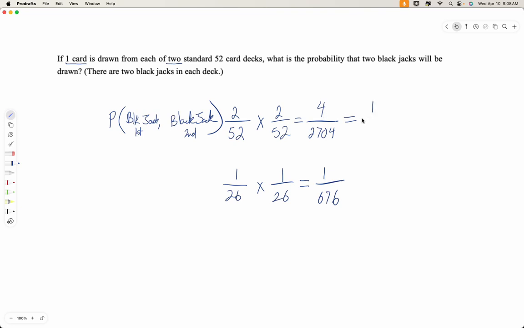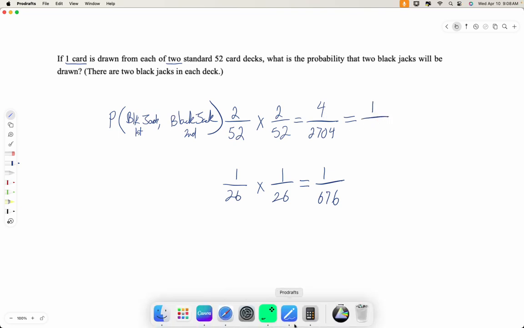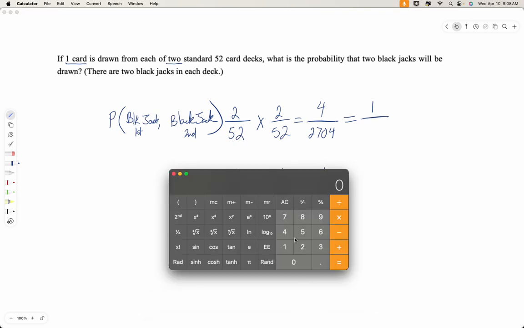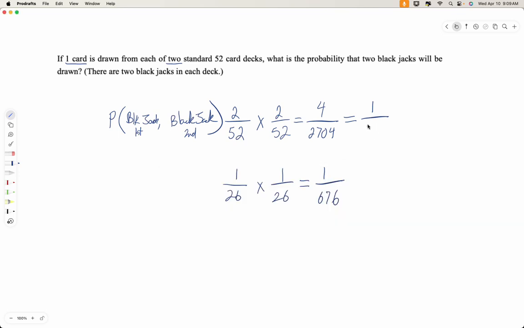Now I could have just multiplied this straight across and then divided everything by 4, which would have been 1 and 2,704, $676. So either way you wanted to do it, if you wanted to reduce it before you multiplied or reduce it after you multiplied, you'd still get 1 over 676.